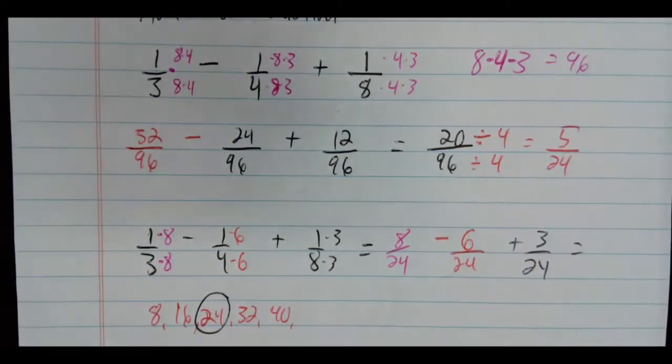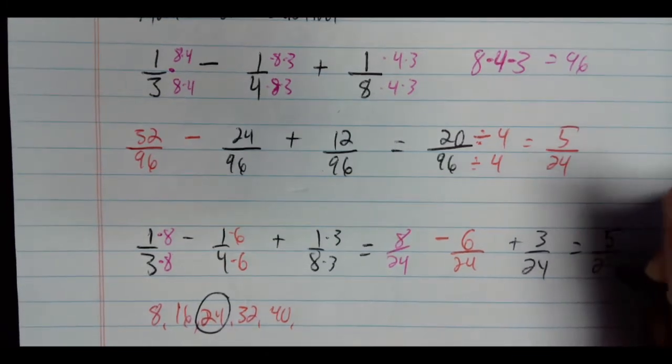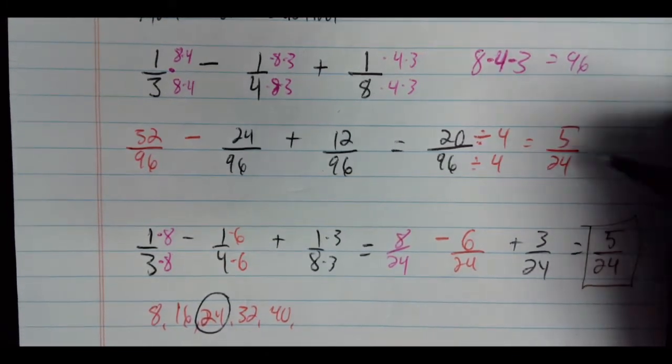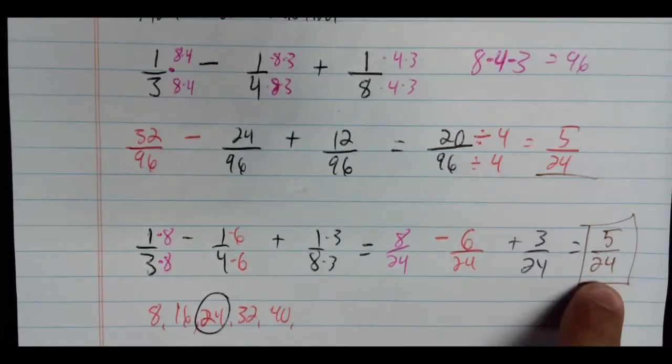I need one more color. Not to worry. 8 minus 6 is 2. Plus 3. 5. So it's 5 over 24 like we found out. We just didn't have to reduce at the end.